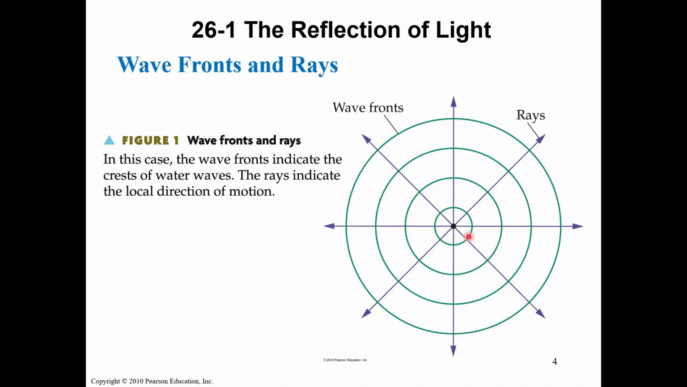If you have a point source of light, you can emit light towards all directions. If you plot out the peaks of a light wave at a certain time, you will see all those concentric circles. Those are called wavefronts. And if you want to display the propagation of light, you're going to have all those rays. Those rays are radial and straight lines from the source of light. One thing to notice is that those wavefronts and those light rays are perpendicular to each other.